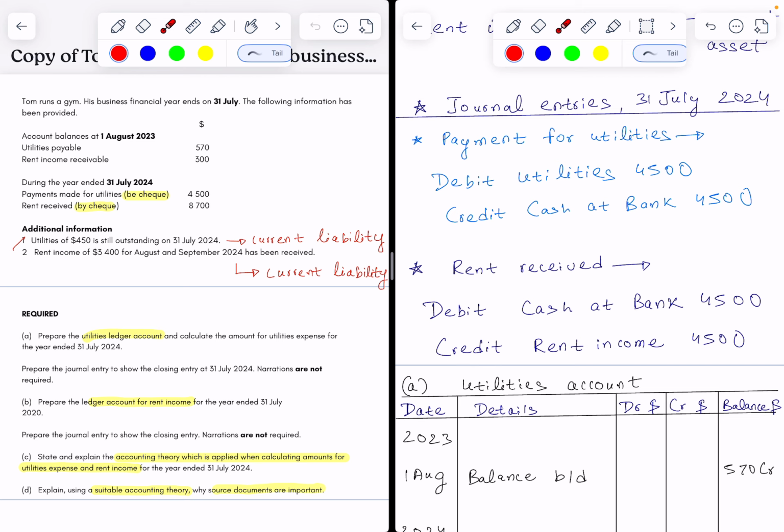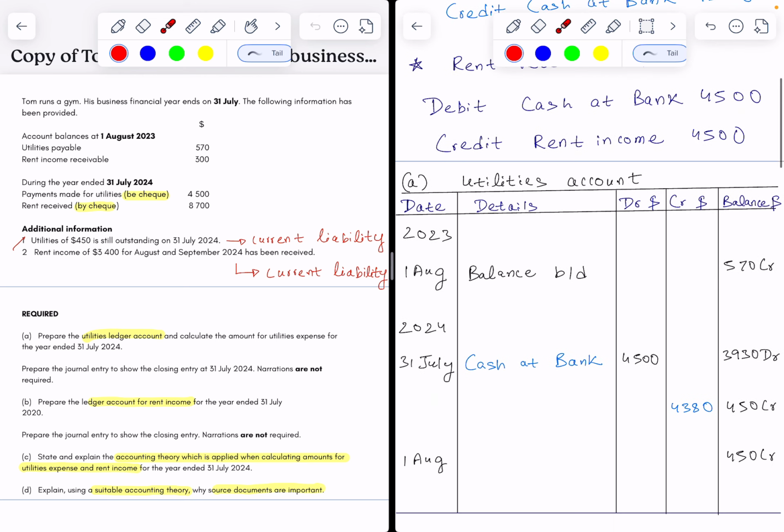All right. So we have also got additional information in this question. First one is utilities of $450 is still outstanding on 31 July 2024. So the key word here is outstanding. This refers to the fact that this utilities is an expense which we have incurred, but we have not paid yet for this amount. Therefore, this is a present obligation at 31 July 2024 and therefore falls within the definition of a current liability.